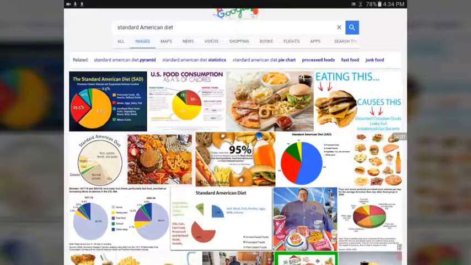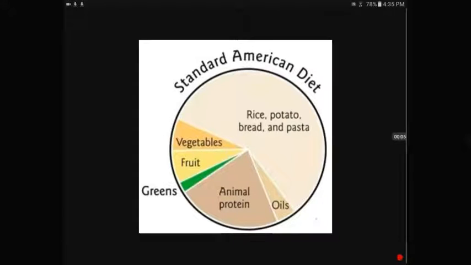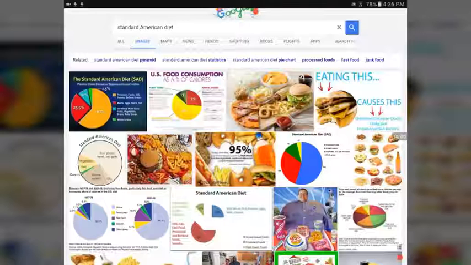Let's take a look at this next chart, and what do we see here? How they define the standard American diet is, looks like more than 50% rice, potatoes, bread, and pasta. Looks like about a quarter from animal protein, a little tiny sliver from oils, then fruits, vegetables, and greens, maybe making up 20%. I'm not seeing dairy on this at all, and I don't see any citations. This looks like somebody who's trying to blame carbohydrates for America's health problems.